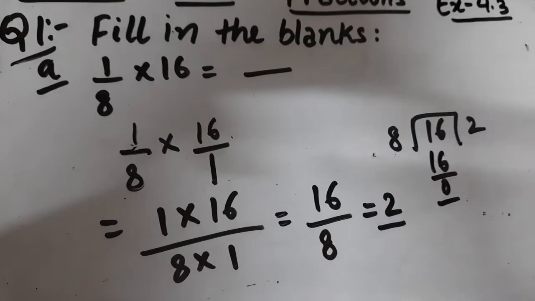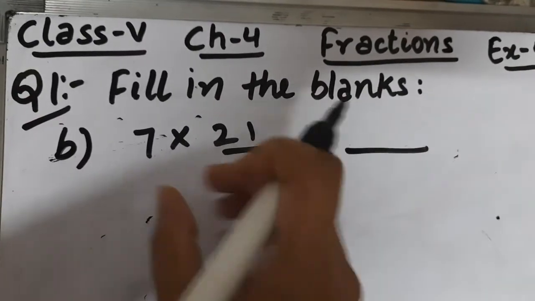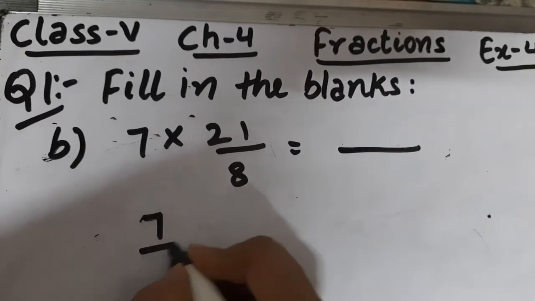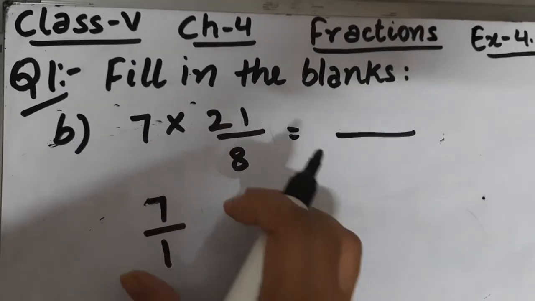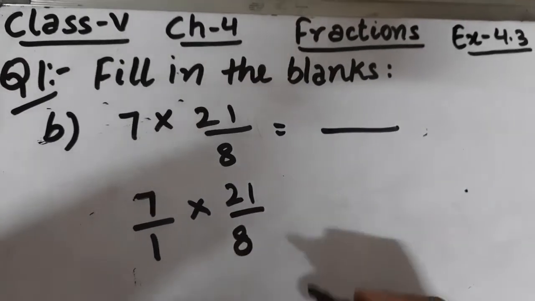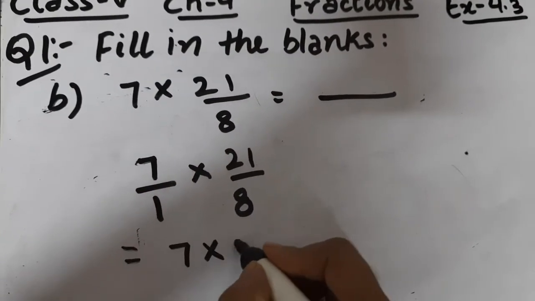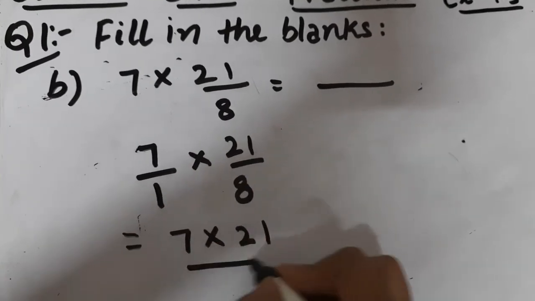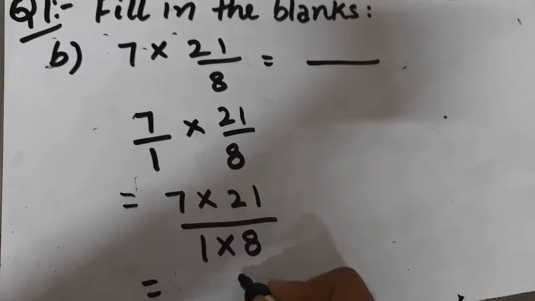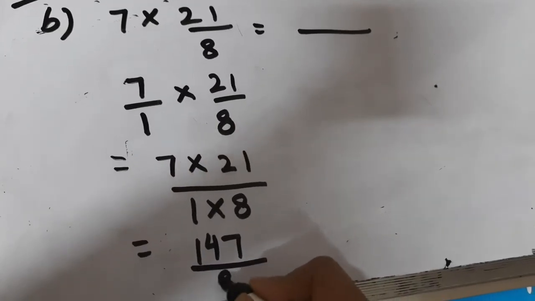Now let's start B part. B part is 7 multiplied by 21 upon 8. See, this is a whole number, and how we can write whole number as fraction? By placing 1 as denominator. So 7 can be written as fraction as 7 upon 1 and 21 upon 8. Now we have to multiply these two fractions. So what we will do, we will multiply the numerators 7 and 21 and multiply the denominators also. Okay, now 21 7s are 147 and 8 1s are 8.